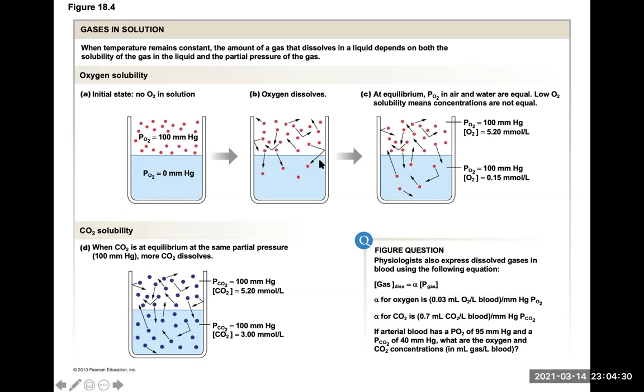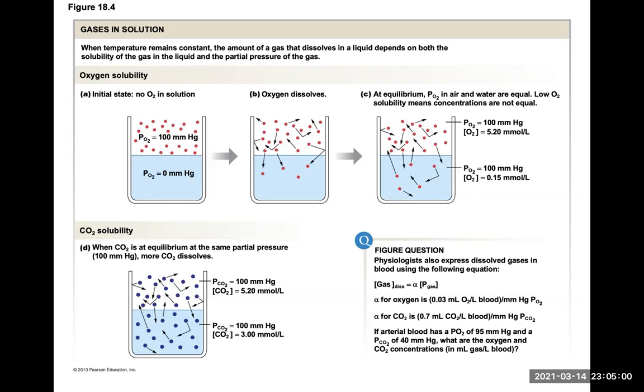Okay, so moving on to gas solubility. Your gas solubility is going to affect your diffusion. Another factor that affects gas exchange in the alveoli is the solubility of your gas. The movement of gas molecules from air into liquid is directly proportional to three factors. One is the pressure gradient of the gas. Two is going to be the solubility of the gas in a liquid. And three is going to be the temperature.